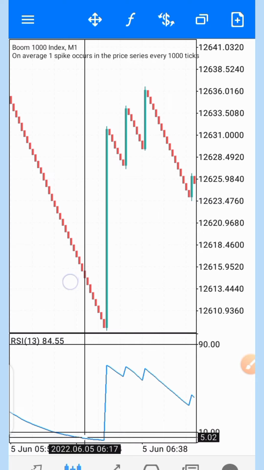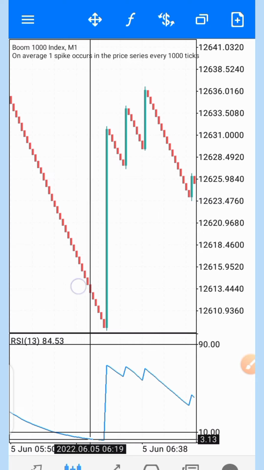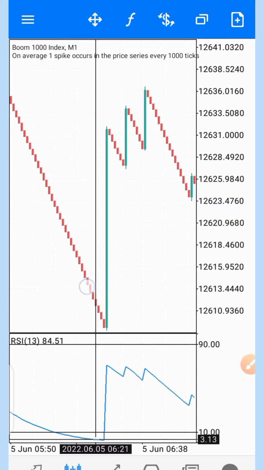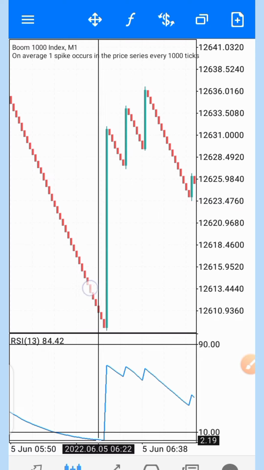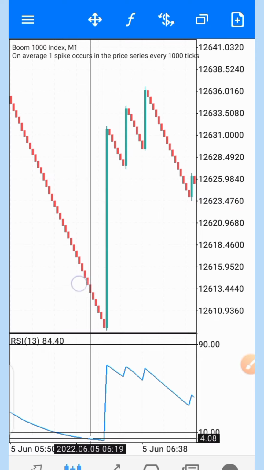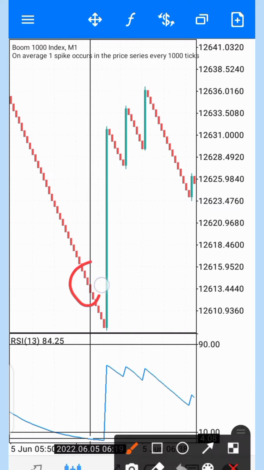It entered the 10 region. It gets to 3. The spike doesn't happen until it gets to 1.5. So if you have enough money, you could have entered from 2. Even if you enter from 2, you just enter from here. You see how many candles you will accommodate in loss. 1, 2, 3, 4, 5. That is not much when you have enough money.